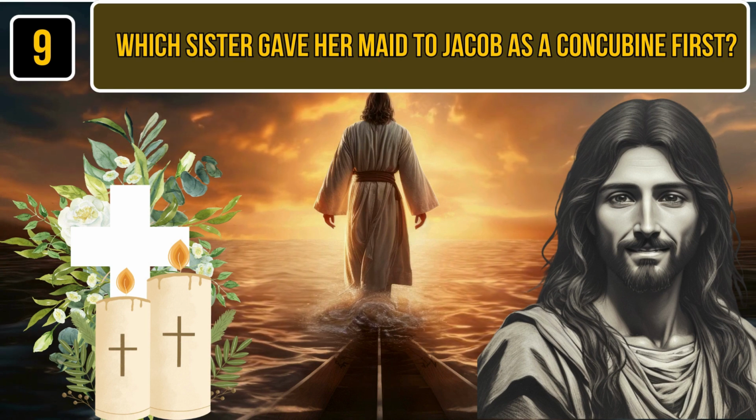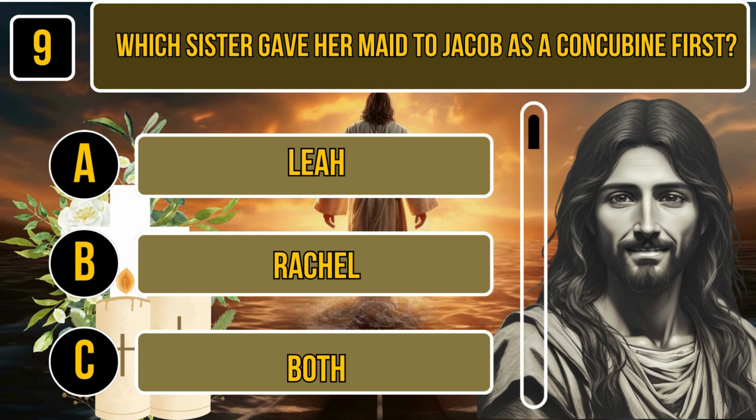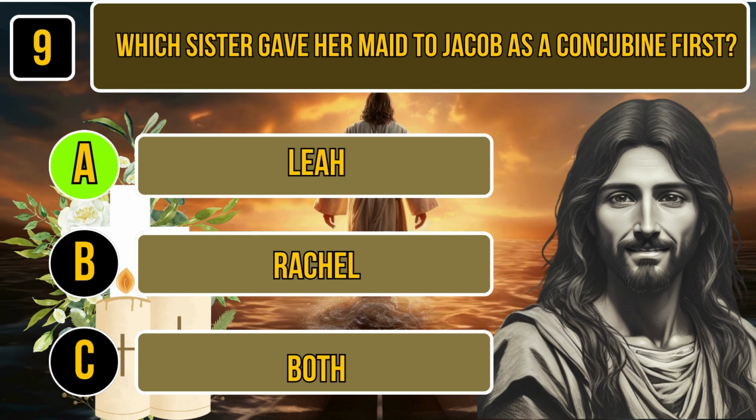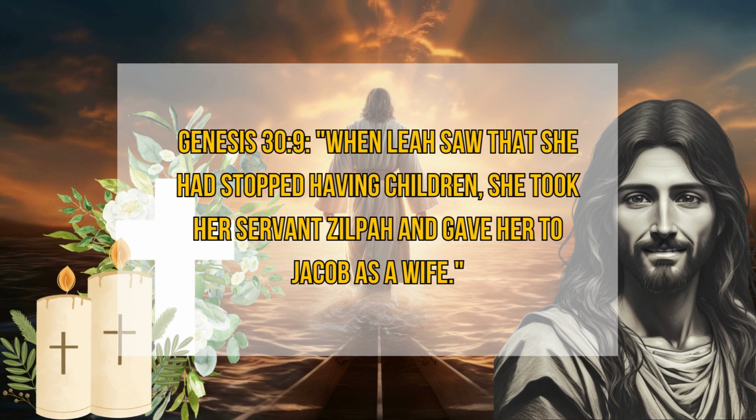Question number 9. Which sister gave her maid to Jacob as a concubine first? A. Leah. B. Rachel. C. Both. Time for thinking. The correct answer is Leah. Genesis 30:9. When Leah saw that she had stopped having children, she took her servant Zilpah and gave her to Jacob as a wife.